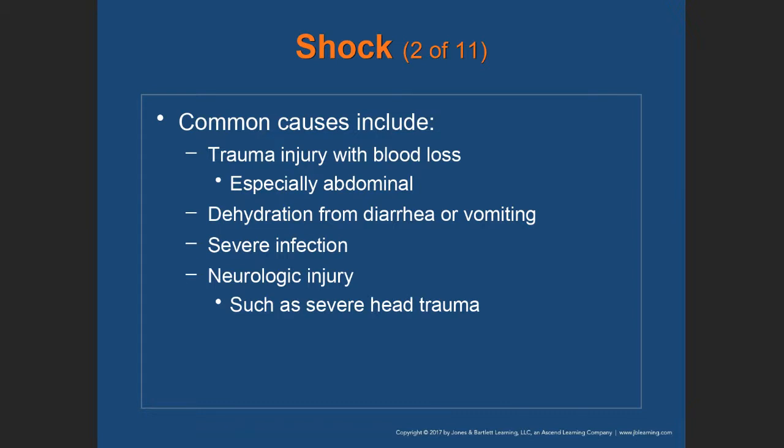Shock, common causes in the pediatric population include trauma injury with blood loss, especially abdominal, because the spleen and the liver is more anterior, as well as the kidneys. Dehydration from diarrhea or vomiting, severe infection, neurologic injury, such as severe head trauma.